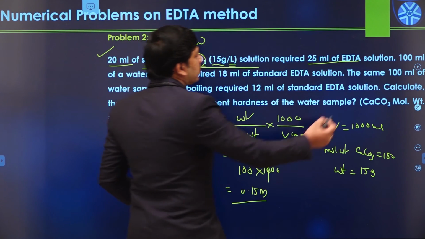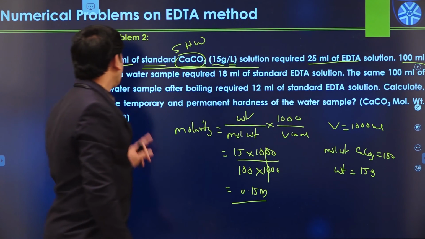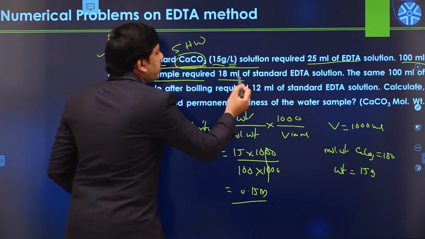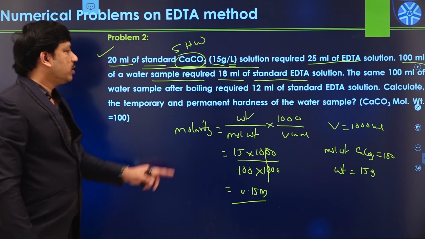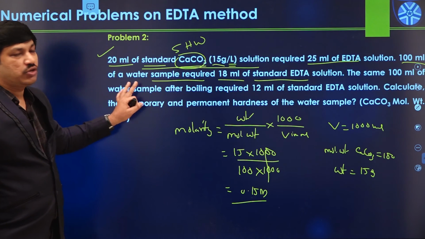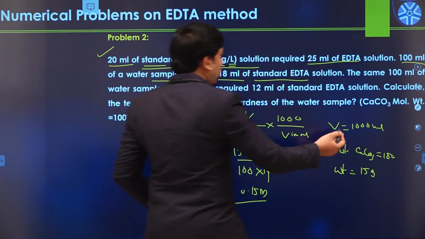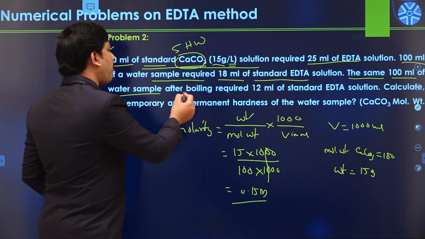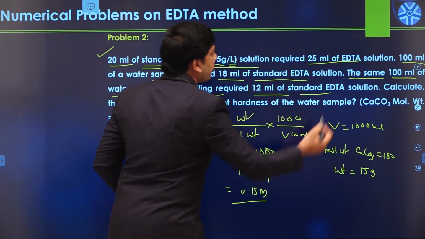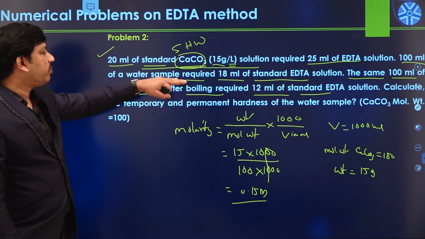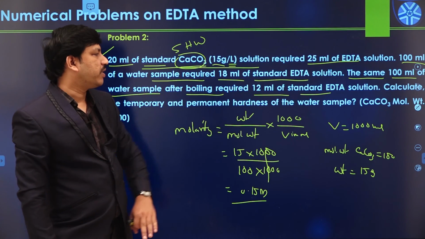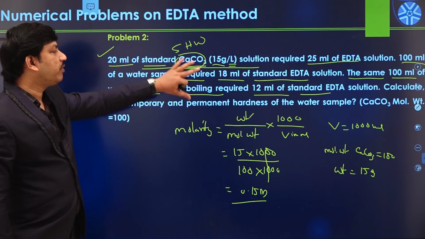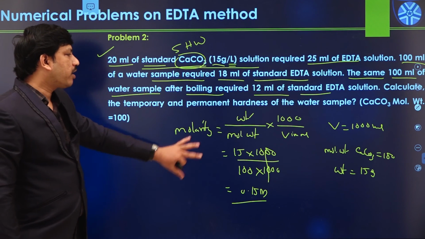In the second step, 100 ml of the same water sample required 18 ml of standard EDTA solution. So that is one of the titrations, and that gives you the total hardness value. The third step, the same 100 ml of water sample after boiling requires 12 ml of EDTA solution. So from this statement we can measure the permanent hardness value. So once we get the total hardness value and permanent hardness value from the first two or three statements, we can calculate the temporary hardness value.